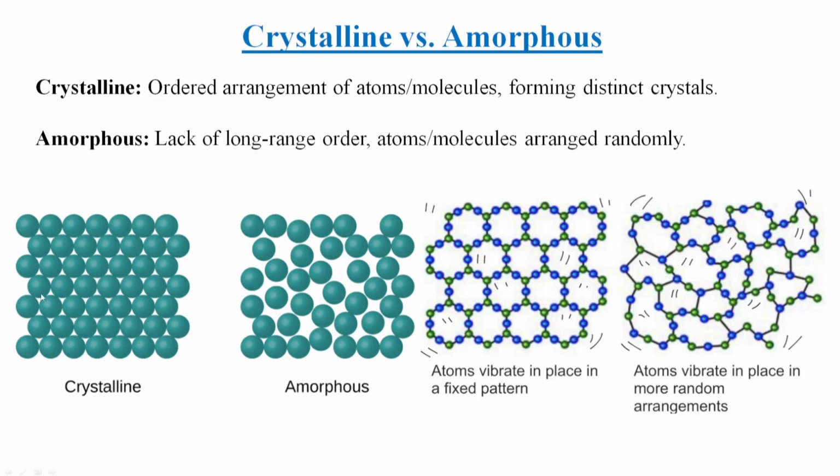These two diagrams show you, the first one represents the crystalline structure. You can see that there is a very regular arrangement of these molecules that are placed side by side. But in the case of the amorphous minerals, you can see there is some randomness and it is not as regular as compared to that of the crystalline minerals. In crystalline minerals, atoms vibrate in place in a fixed pattern. You can see it is kind of a hexagonal pattern, so they are fixed in space like this. But in amorphous minerals, these atoms are not at all fixed in place. They give you a kind of random arrangement.